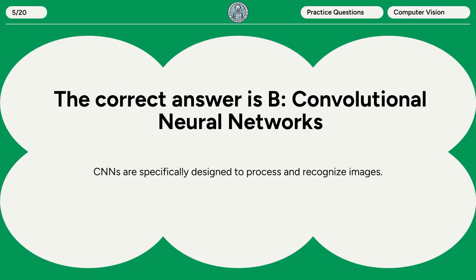The correct answer is B. Convolutional neural networks. CNNs are specifically designed to process and recognize images.